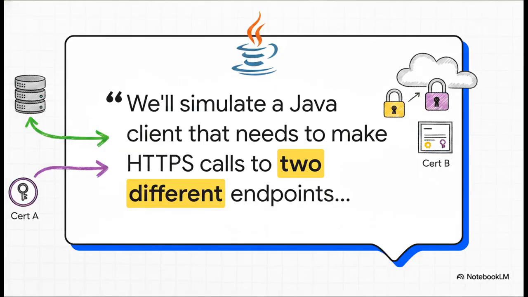Let's dive into a really common practical problem that automation helps solve. Imagine you have a Java microservice, and it needs to securely talk to two other microservices. But here's the catch. Each of those services requires a different client certificate for mTLS. How can one application juggle multiple identities like that? It's a classic Java challenge.